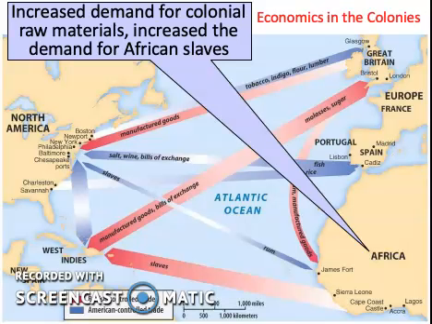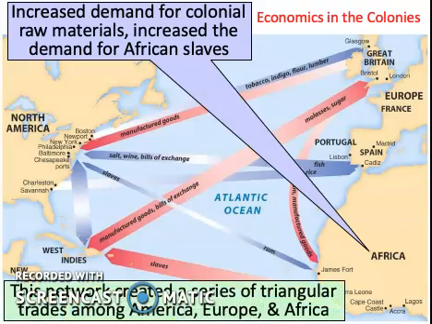Part of this transatlantic trade network is also the increased demand for African slaves. As the demand for colonial raw materials increases, the demand for slaves will increase as well. And so more and more slaves will be brought over from Africa, first coming to the West Indies, and then traveling northward to places like Charleston and the Chesapeake.